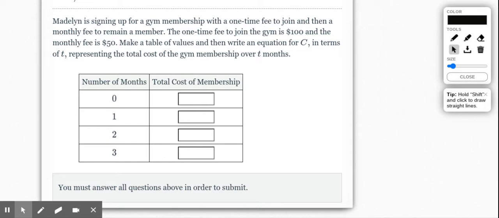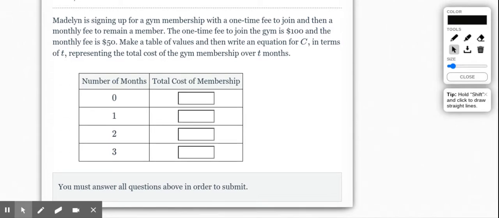Okay, so remember when we're writing our equations, that's going to be the easiest first, and then once we have our equation, we can fill out our table. So our equation is always in the format of y equals mx plus b.